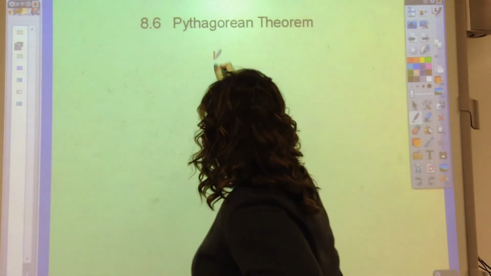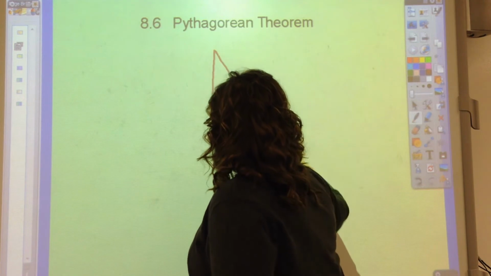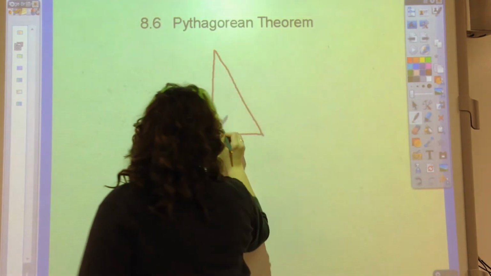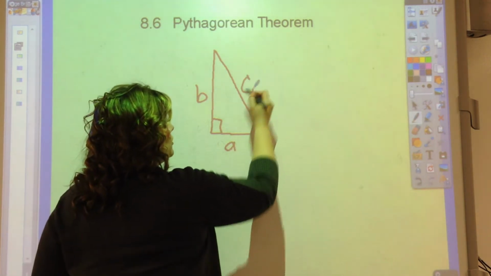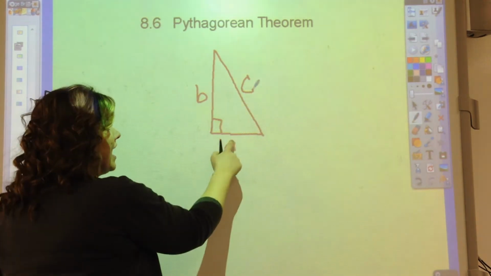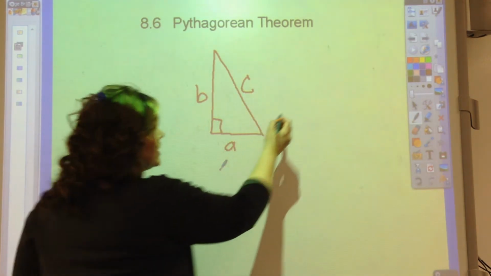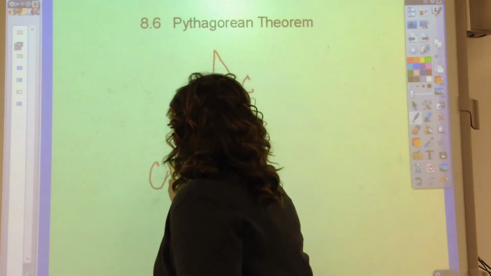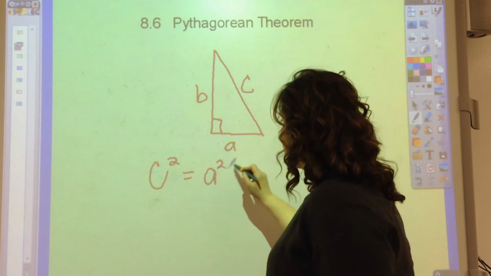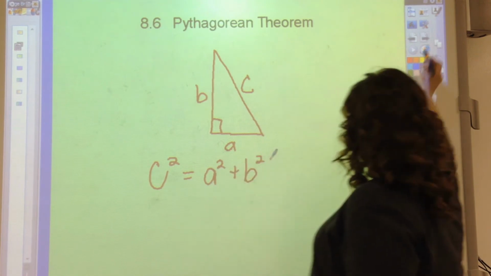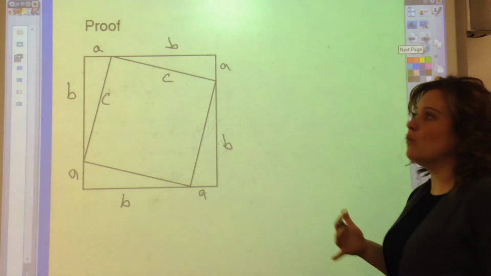Most of us are already familiar with the Pythagorean theorem that says that for a right triangle only, you have a hypotenuse and you have a base and a height. And we're familiar with the fact that we can say that c squared, my hypotenuse, is going to equal a squared plus b squared. And let's look at a quick example of why.